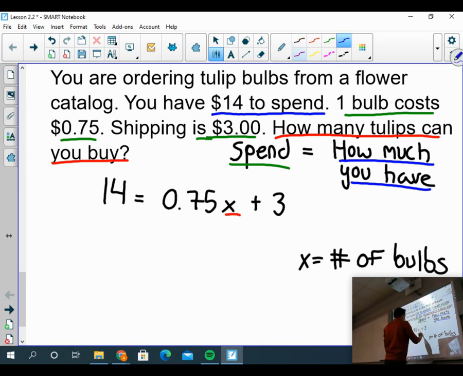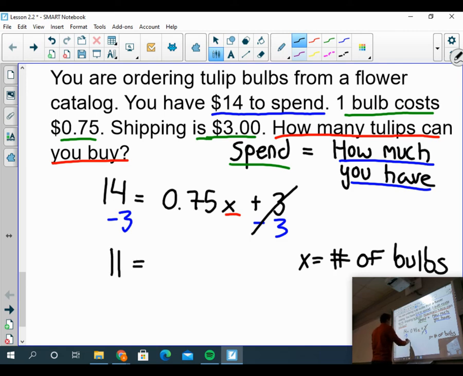Where do we start? Well, let's subtract 3 from both sides. We always like to move that constant first. Makes life a little simpler. So I subtract both sides by 3. Because that's an inverse operation. It'll cancel out on the right side. On the left, I'll have 11. From there, I have this 0.75 being multiplied by X. So the opposite of multiplying by 0.75 will be divided by 0.75.